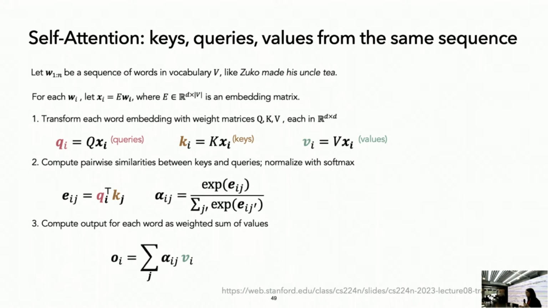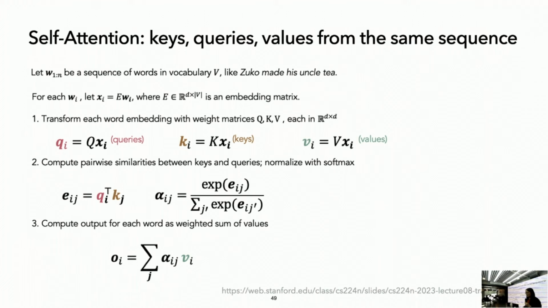When it comes to transformers, before I talk about multi-headed attention, the first building block is called self-attention. In self-attention, there are three things you need to keep in mind: keys, queries, and values. And there are specific processes for how we deal with them. Step one is usually to transform each word embedding with some weight matrix that we need to learn. So here, we may have Q_i, K_i, V_i, and X_i is the input. So as you can see here.